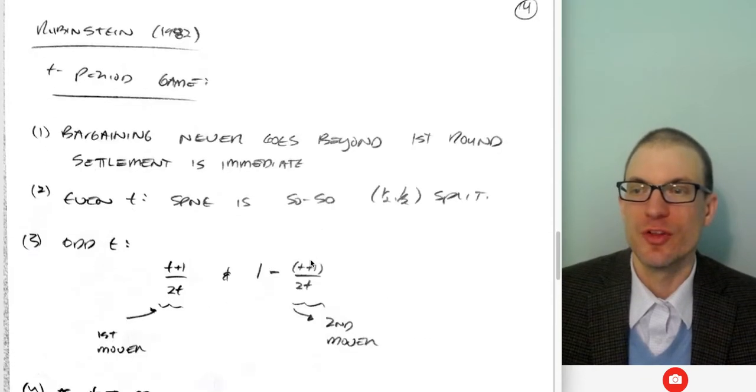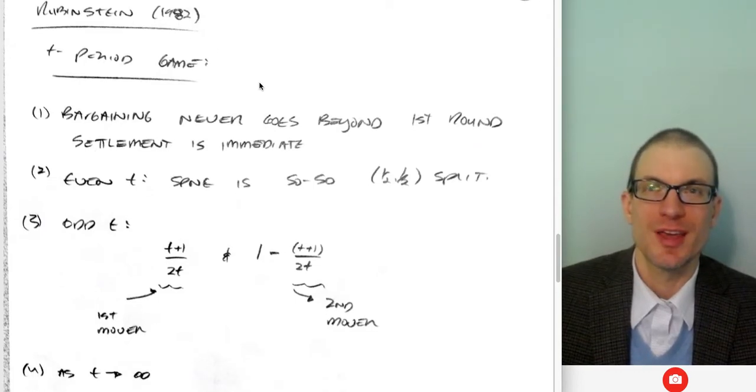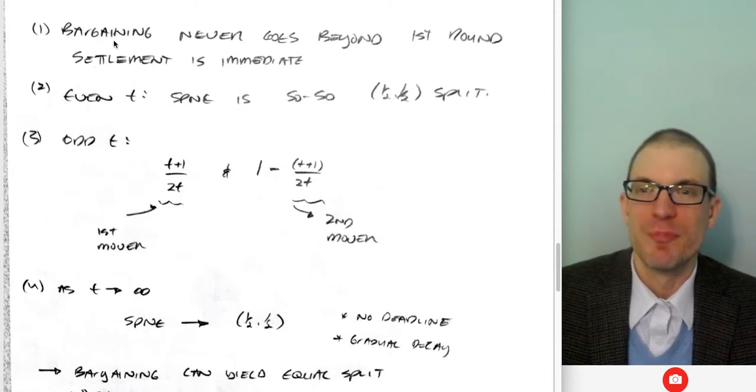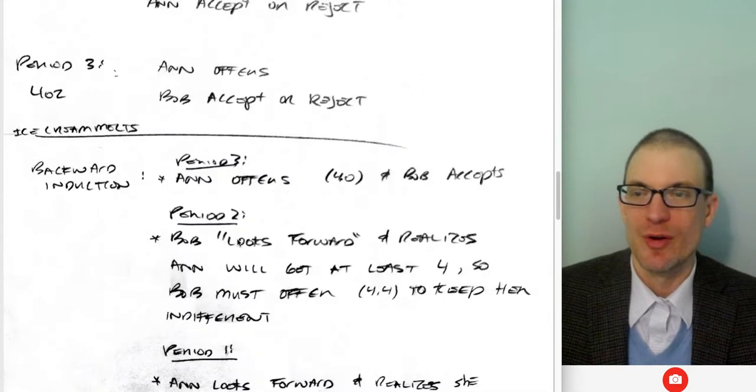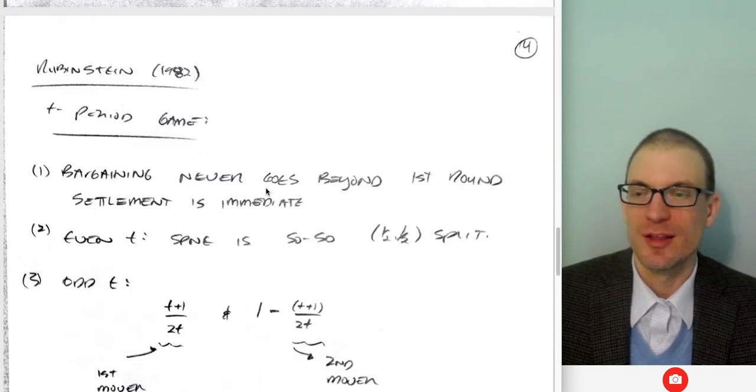All right, so this brings us to Rubinstein, thinking from 1982, thinking about the T-period bargaining game. This is the economic theory behind this. A couple principles. First off, bargaining should never go beyond the first round. The settlement should be immediate, right? Bob's not going to wait around. Ann's not going to wait around. They're going to agree immediately to this 8-4 offer in the game we just did.